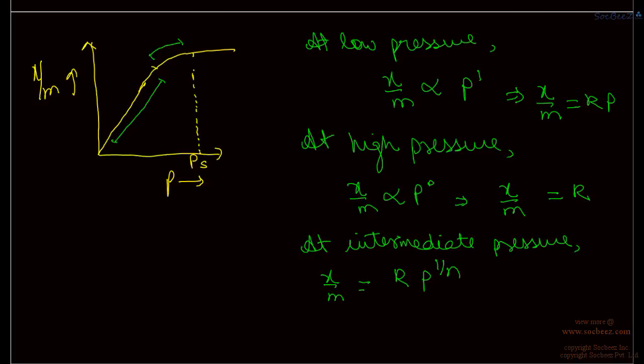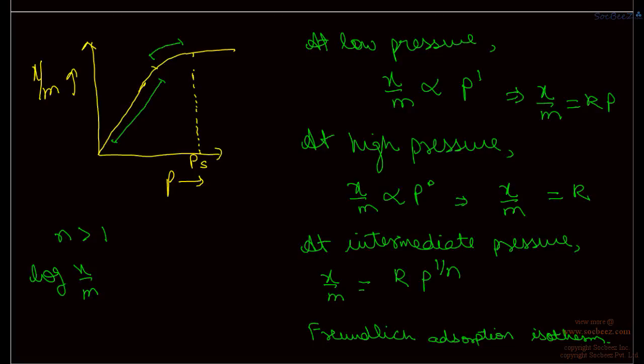And this equation is known as the Freundlich adsorption isotherm. Remember this concept. One question has been asked based on this concept only, although it was a theoretical question. Here n is greater than 1, and if we simplify this expression further, we get log x upon m equals log k plus 1 upon n log p.